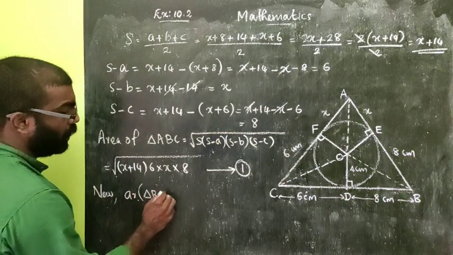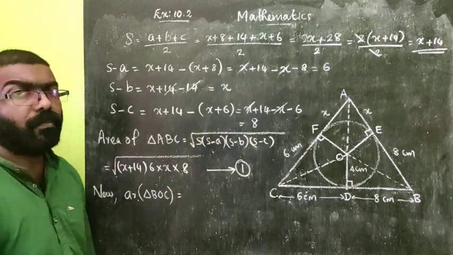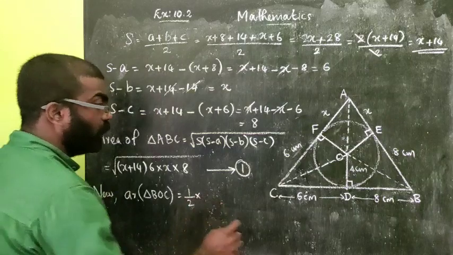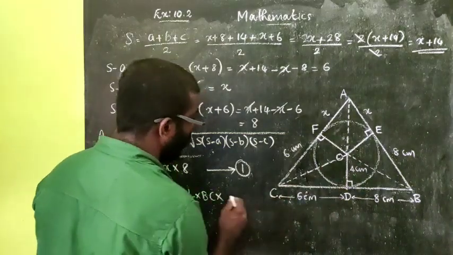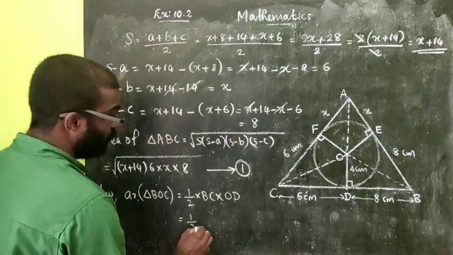Clear? Now area of triangle BOC is equal to, here we can apply the direct formula, half b h. Area of triangle is equal to half b h. Here half into base, which is BC, into height, which is OD, the perpendicular OD, and we can replace the known values.